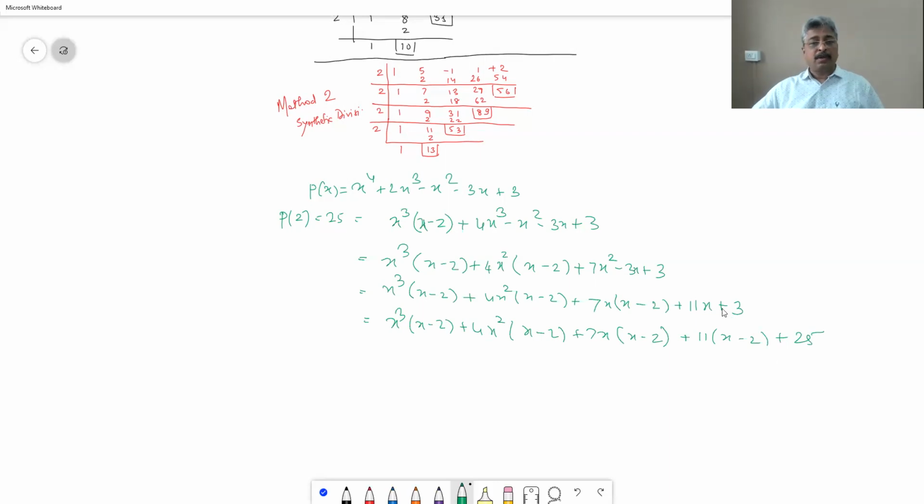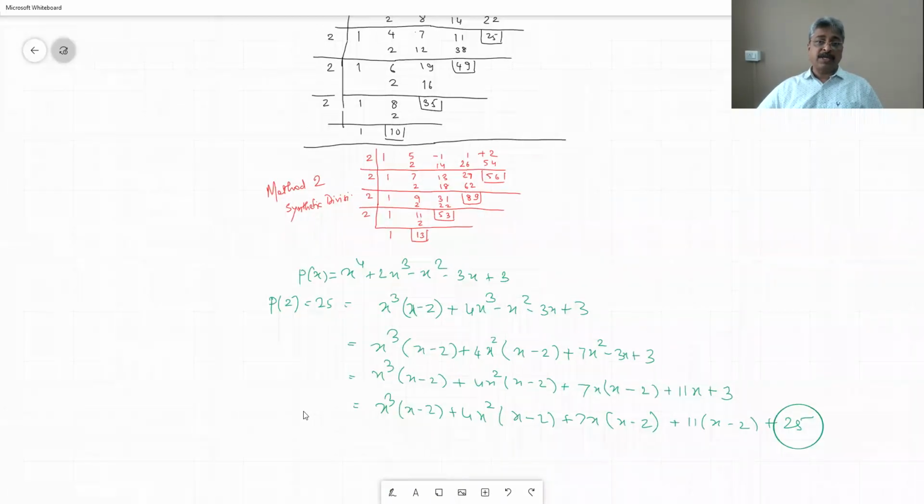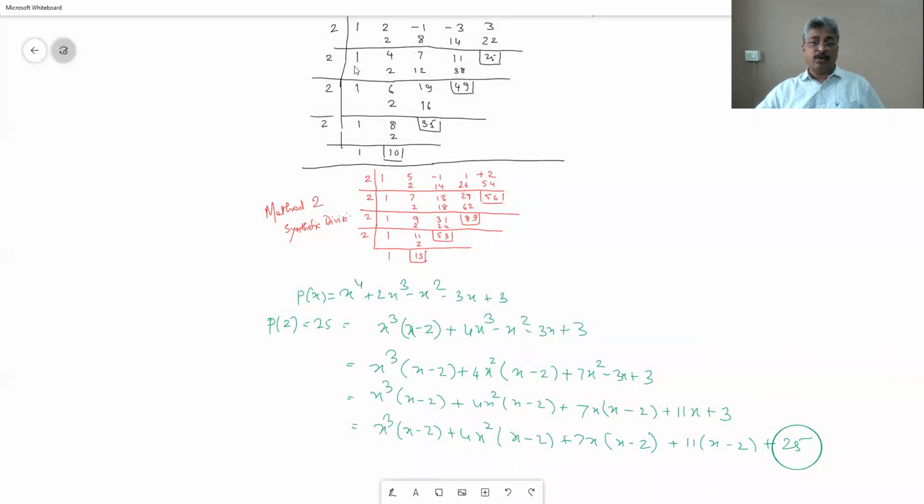Correct. So I can express p of x like this. The moment I put x is equal to 2, all these brackets will be 0 and hence I am getting remainder 20. Surprisingly, if you observe our synthetic division, then the quotient is 1, that is this one, 4, that is this 4, 7, that is this 7, 11, that is this 11.